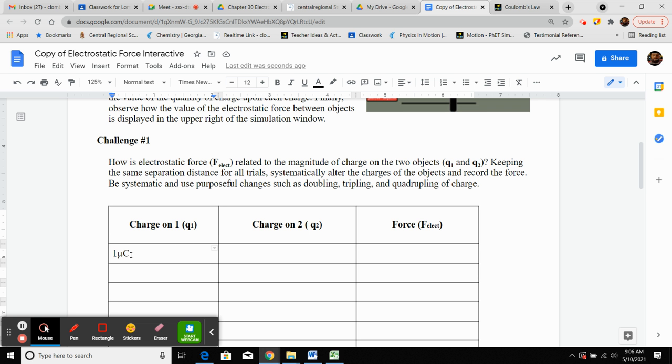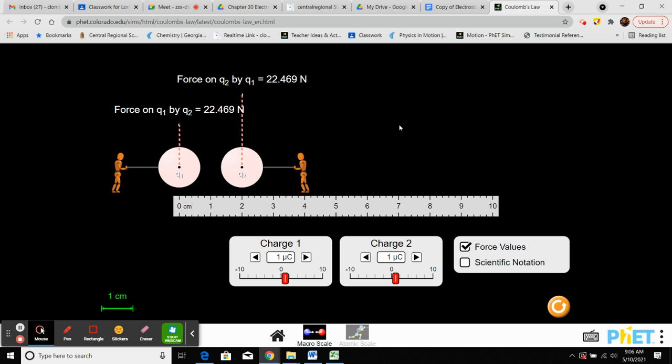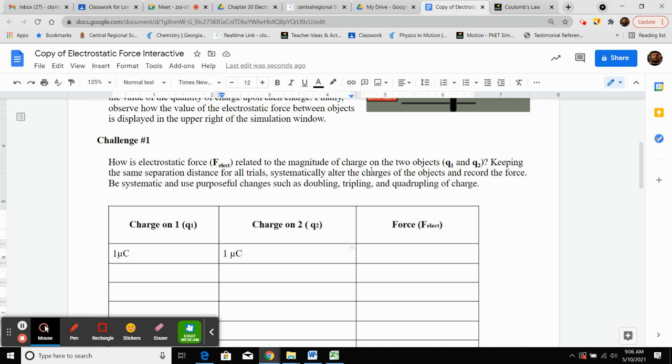Now, what I'm going to suggest to you guys is to highlight the microcoulomb. Why? Because we're going to copy it. You're going to use that for a bunch of stuff. So I would do that and Control C to copy that. Okay, the first charge we said was 1 microcoulomb. And what was our force? 22.469.